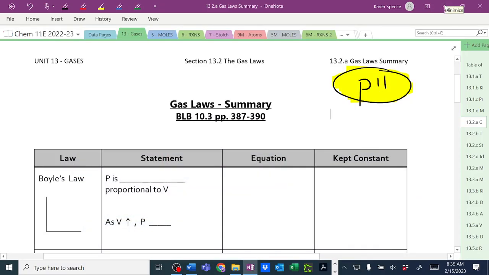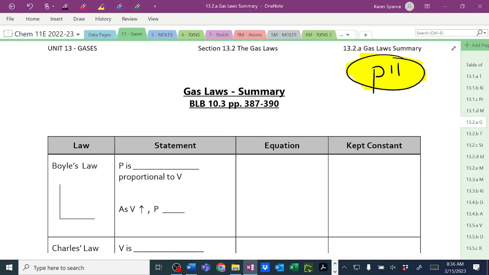So we are on page 11, looking at gas laws, which you did over Christmas, but maybe you have forgotten, so we're going to do a quick review of them. Okay, so Boyle's law has to do with pressure and volume.